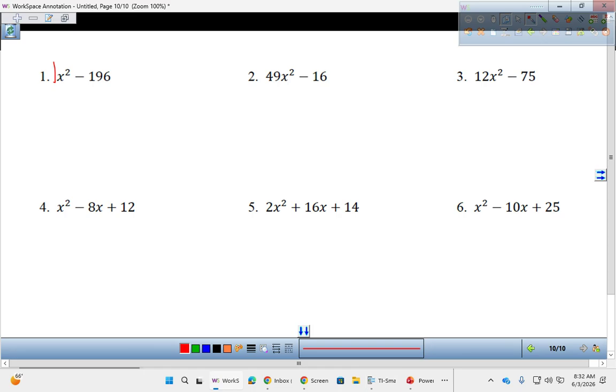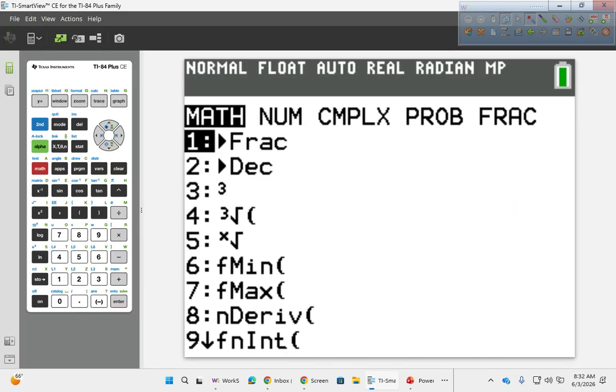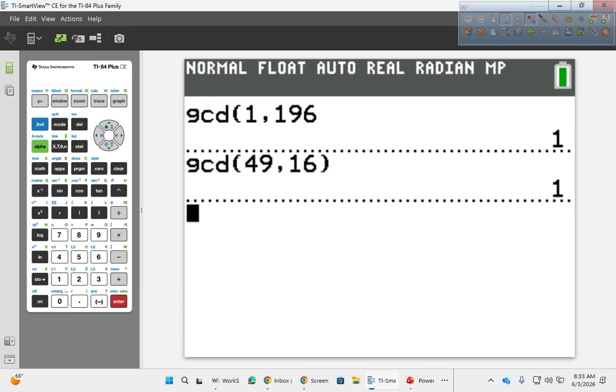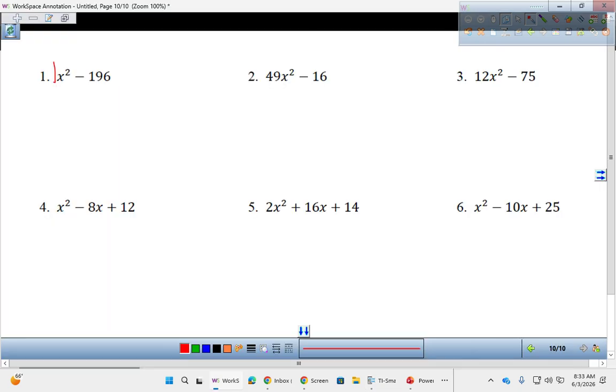All right. Let's look at number 2. Do both terms have a variable? No. So there's no variable GCF. Let's see if there's a number GCF between 49 and 16. No. Okay, so even though that's 2 terms, it's not a GCF problem.